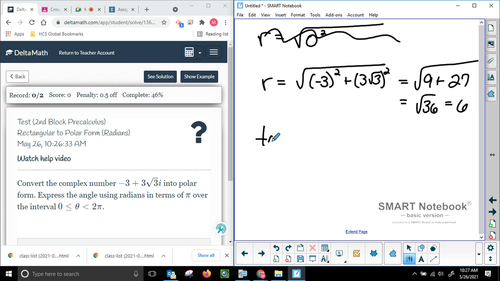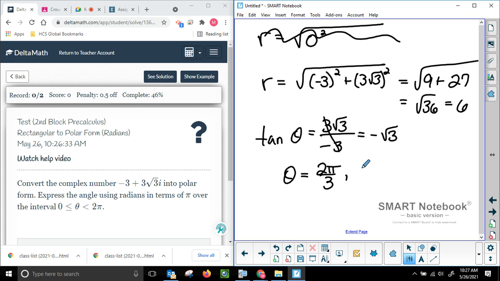For theta, again, we do tan of theta is equal to b, which is 3 square roots of 3, over a, which is negative 3. Of course, these 3's just cancel out. This leaves us with negative the square root of 3. All right, tangent is equal to the negative square root of 3 when theta is equal to 2 pi over 3 and 5 pi over 3 from our unit circle, of course.